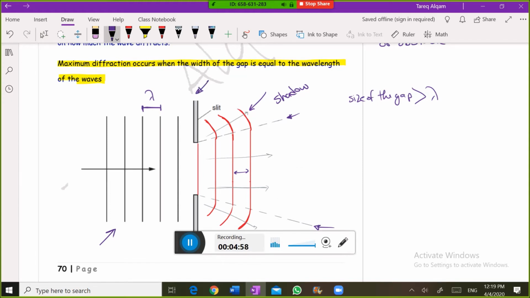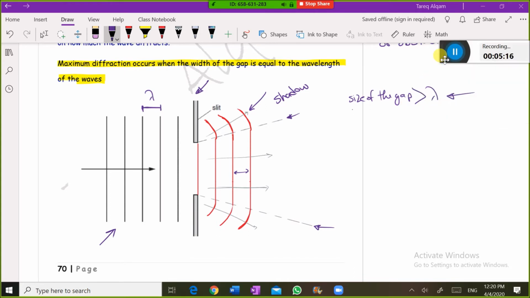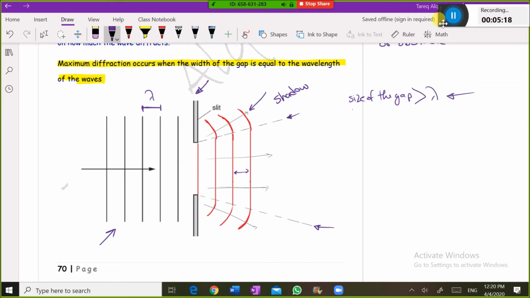If the size of the gap is greater than the wavelength, as what you see here, here we will have less diffraction. Here we will have what? Less diffraction. Okay, look here.